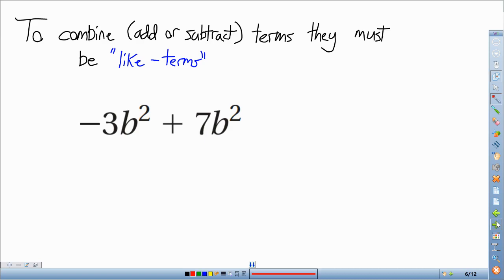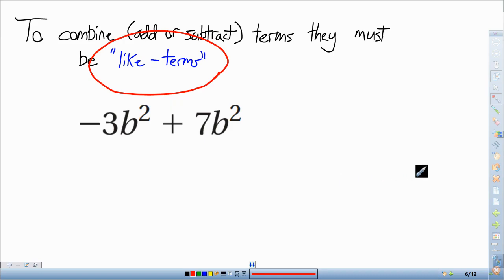So now to the second part of this lesson. How do we combine, or add and subtract, polynomials? Or rather, terms. Go ahead, get this down, and I'll show you how. So this is a really simple idea. To be able to combine terms, they must be like terms. They must be considered like terms.